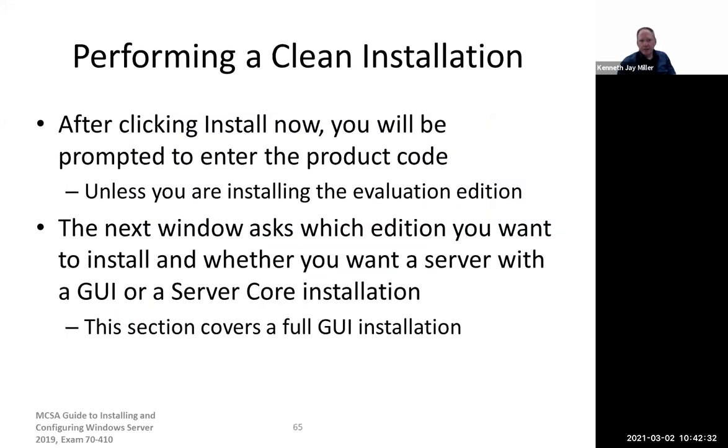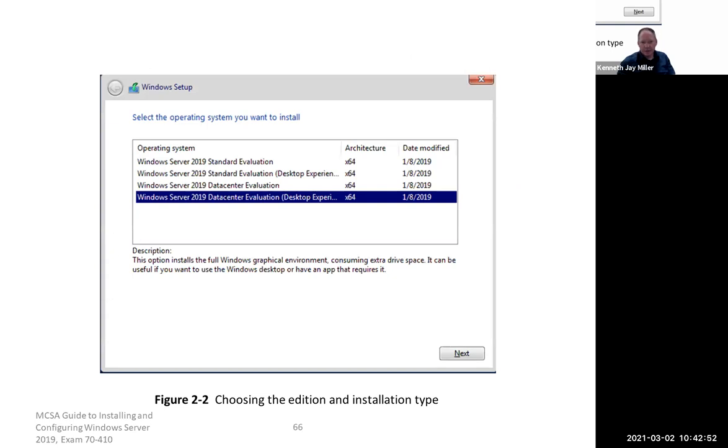Now you will be prompted to enter the product code unless you're installing the evaluation edition, which we are. Our evaluation edition is good for 180 days, so it'll last us well past the end of this course. Then the next section will ask you what type of install you want. We want to make sure that you always select the bottom one here, the Windows Server 2019 Datacenter Evaluation Desktop Experience.